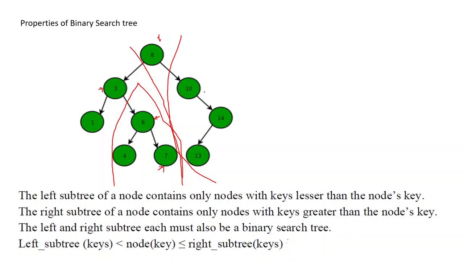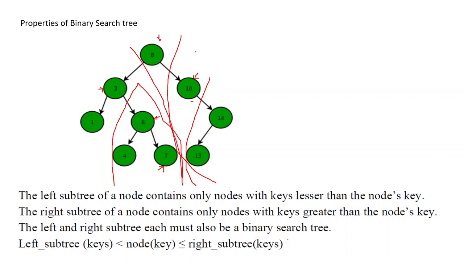If we consider this right subtree, it contains the value 10 which is obviously greater than 8. 10 has as its right child a value 14. 14 is greater than 10, and 14 has a left child which is a value 13. Now 13 is greater than both 10 and 8 because 13 falls in the right subtree of the node containing the value 10.